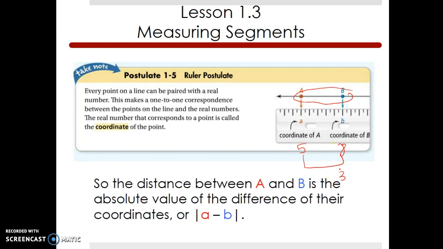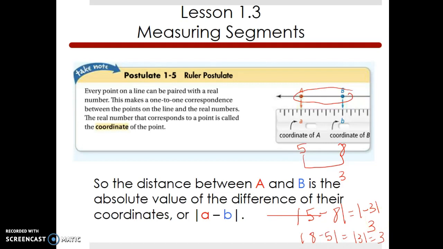We know that. But the way they're asking us to find it is we could do the absolute value of 5 minus 8, which is the absolute value of -3, which is 3. Or you could have done 8 minus 5. That is also the absolute value of +3, which is 3. So it does not matter which order you put it in.